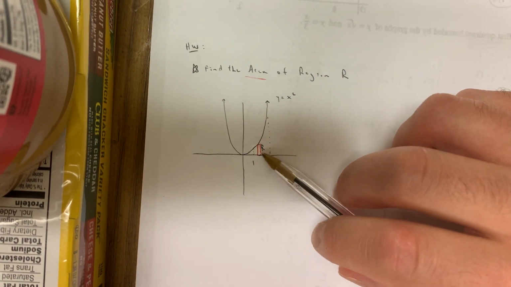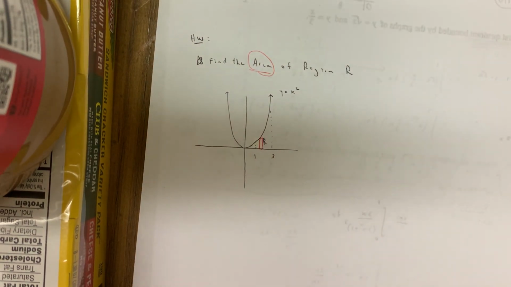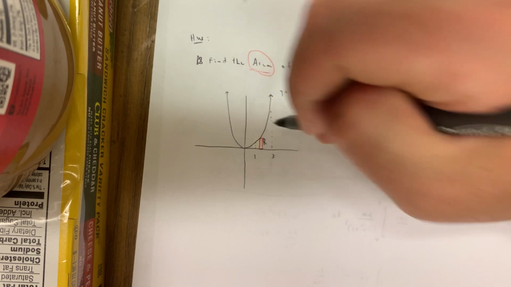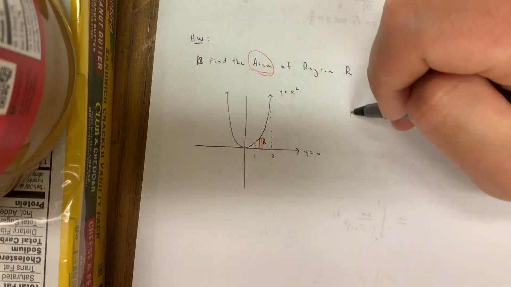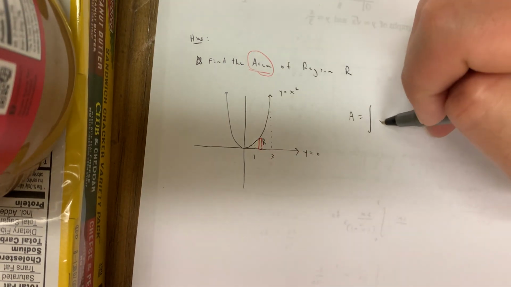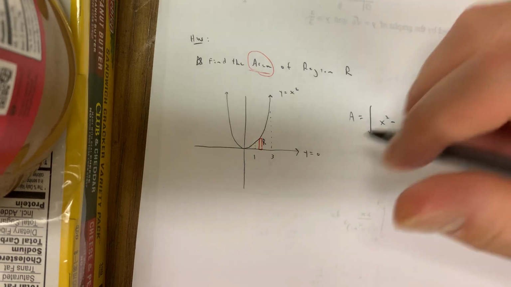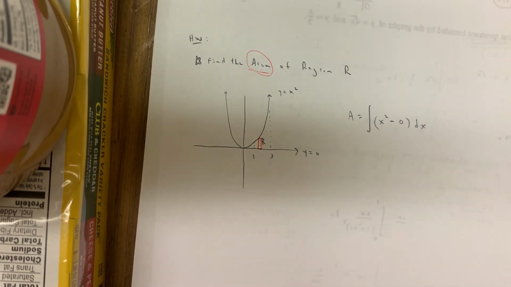So I'll draw that rectangle. For area, you should always think about area between two curves. People are like, but there's only one curve, Mr. Berto. The upper curve is y equals x squared. The lower curve is y equals 0. And that means the area is going to be equal to the integral of upper function minus lower function: x squared, upper function, whatever y equals, minus 0, lower function, whatever y equals. Make sure you put parentheses with respect to x.